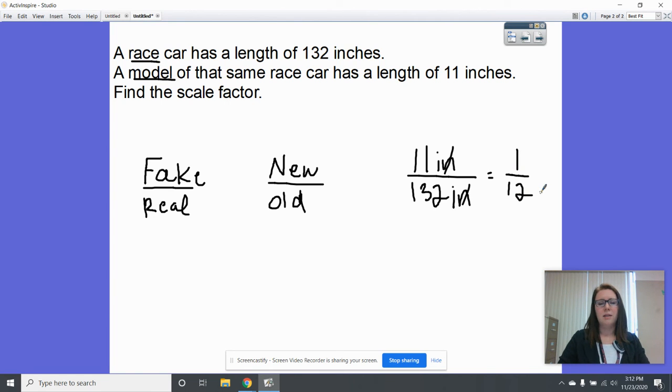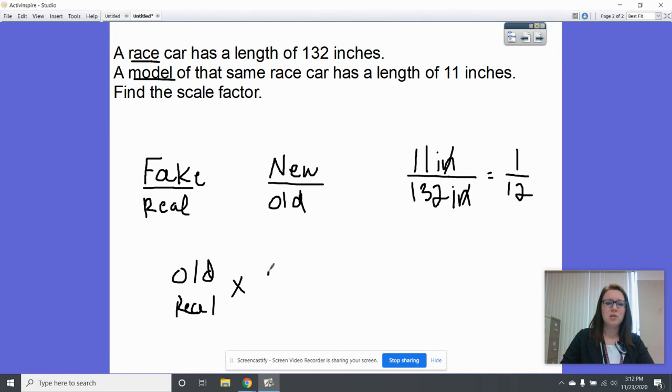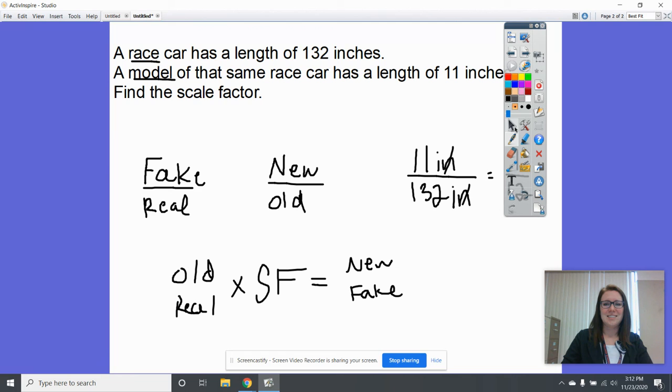Now, earlier I said that a scale factor is the number you multiply by to get from one to the other. Well, in this case, a scale factor is what you multiply, not just in this case, in all cases. You do your old or your real thing times your scale factor, and that's going to equal your new thing or your fake thing. So that's what the scale factor really is: you're trying to find what number you are multiplying the original shape by to get your new shape. That is scale factor.